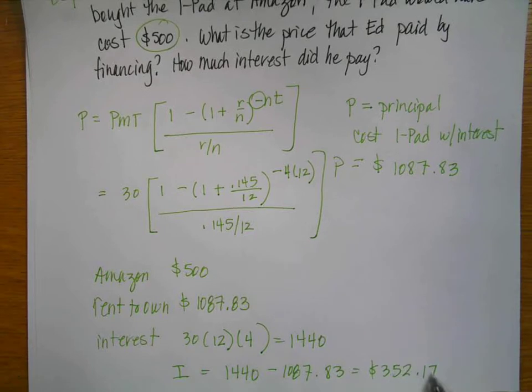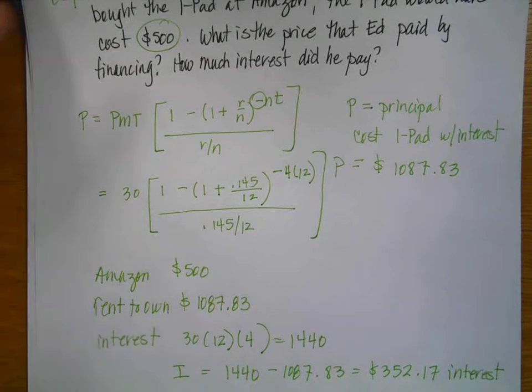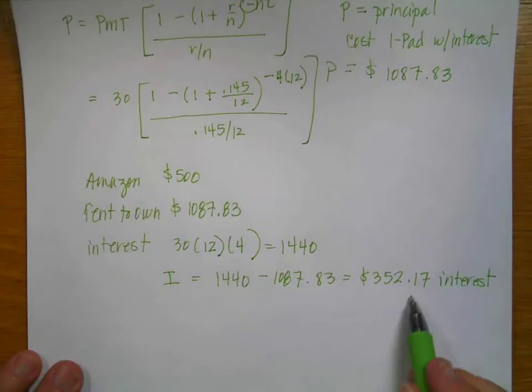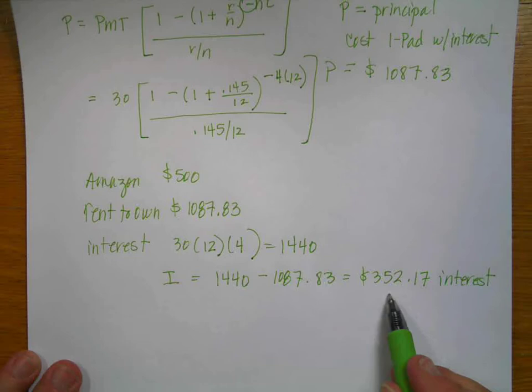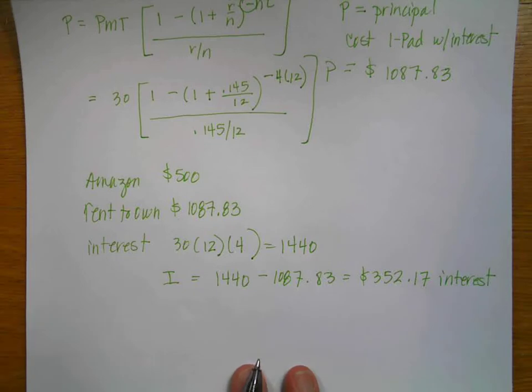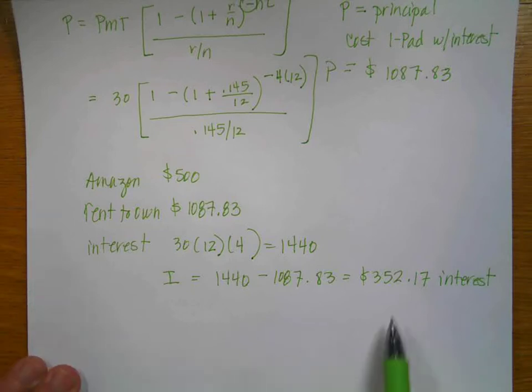you're paying $352.17 in interest. So you could almost buy a new iPad for what you're going to pay in interest. So again, the moral of the story is if you can pay cash for something, or if you can buy it outright, then you're not going to have to pay almost double what something costs by using somebody else's money.